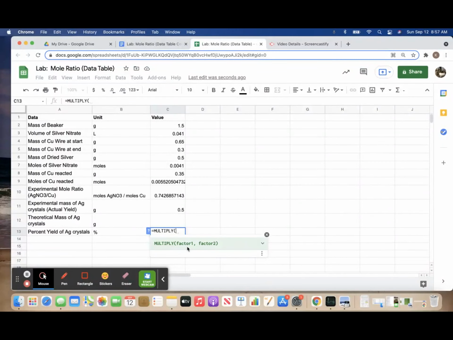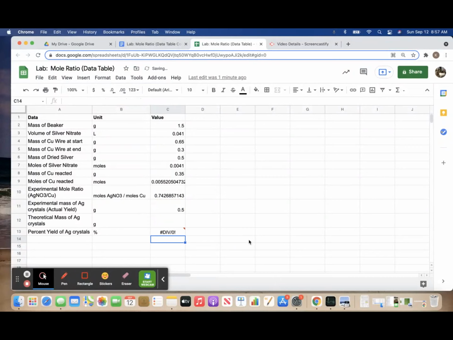So your first thing that you'll be multiplying is going to be that division. So the first thing we'll do is divide, and then we're going to divide C11, comma, space, C12. We're going to close that, and then for our multiplication, we're going to multiply whatever that division is by 100. Okay, so it will look like this. So that takes the division of actual over theoretical times 100.